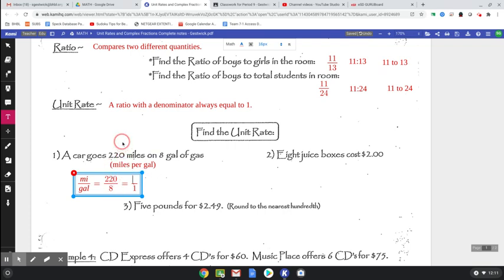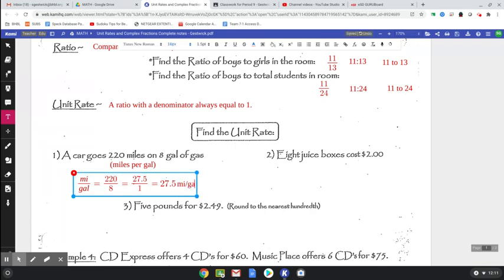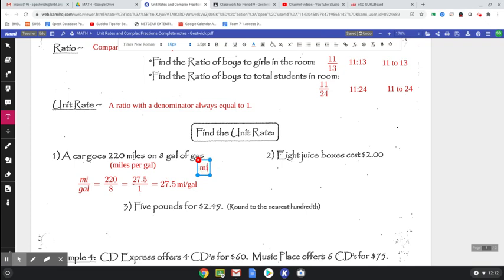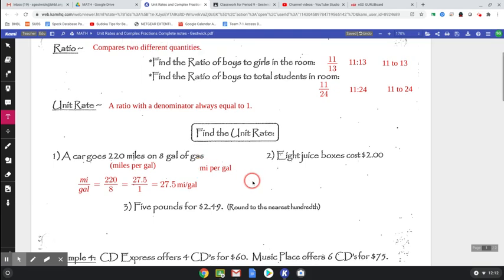Guess what? You can use your calculator for this. We are starting to use calculators. Very exciting. So I'm typing in 220 divided by 8. I'm getting 27.5. Now, we don't need to write the 1 underneath. So your final answer is going to be 27.5. Now, what is that? Let's put the units. That's miles per gallon. And you can write the slash like that, or you could write out miles per gallon like that. So the slash or the word per.